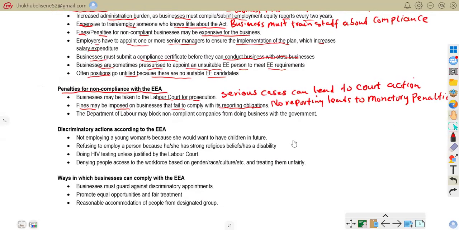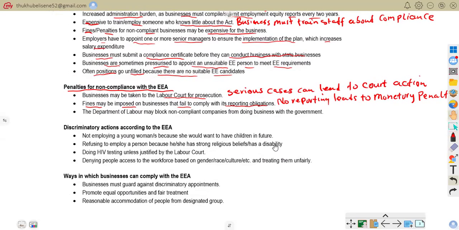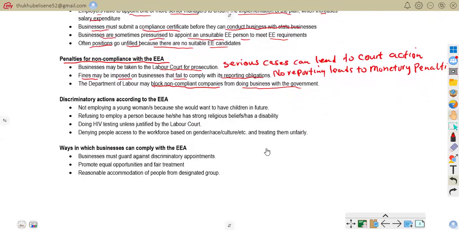Penalties. So that is that. So now we come to the Department of Labor may block non-compliant companies from doing business with the government. So like we're saying, the non-compliant business cannot work with the state. That is that.